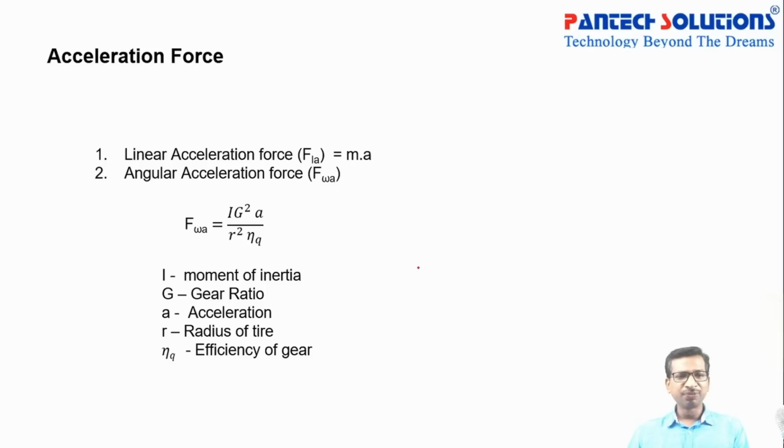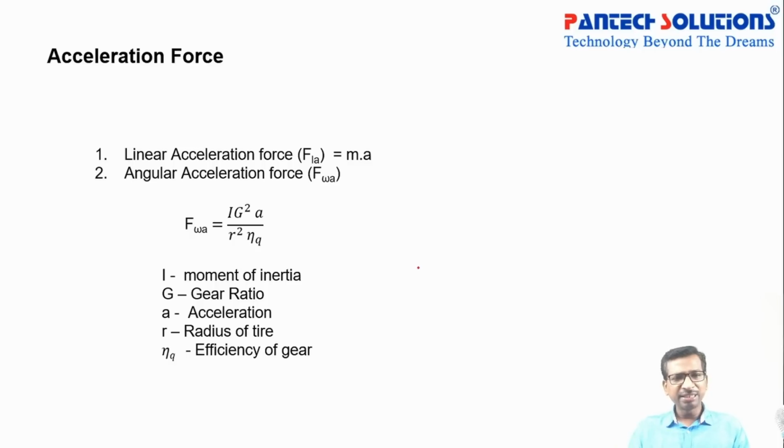And acceleration force. Suppose you want to push the vehicle, so there will be two kinds of acceleration. One is called the linear acceleration and the other the angular acceleration. The linear acceleration is like Newton's third law. If you apply a force, then a resultant opposite force will be there. So that is called F = m × a.